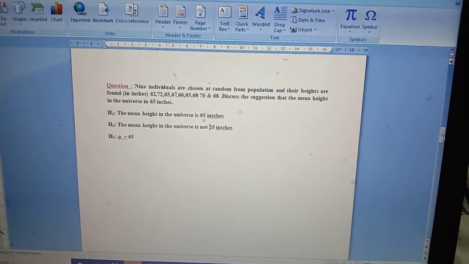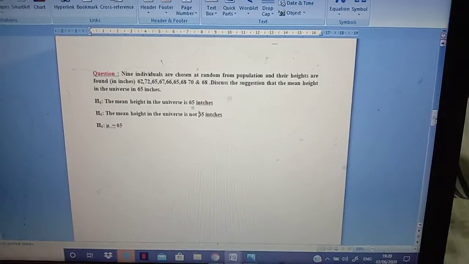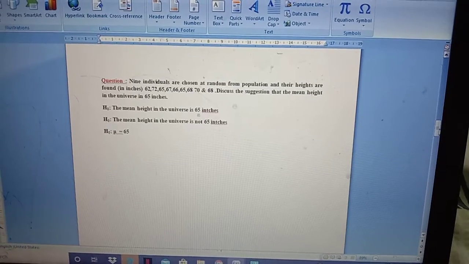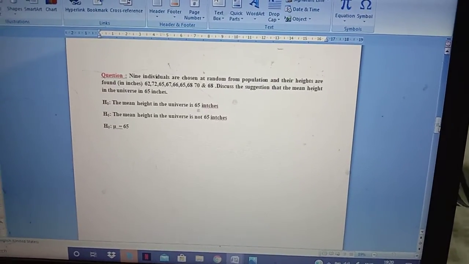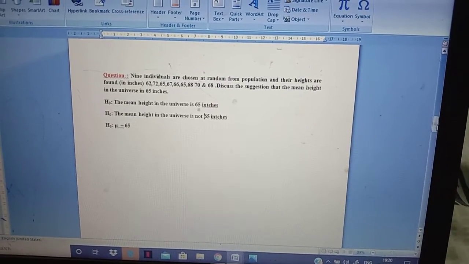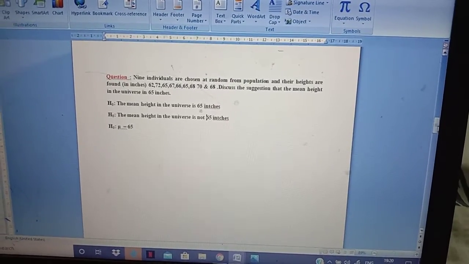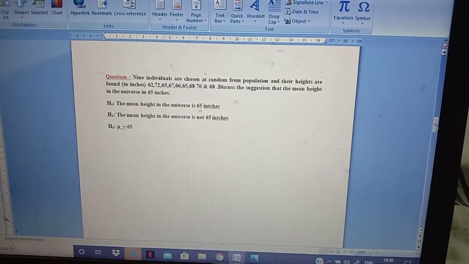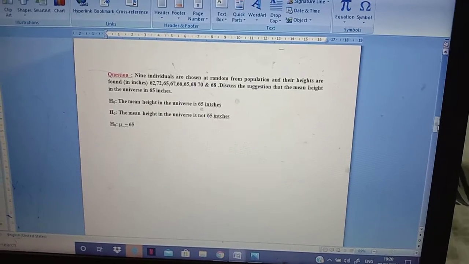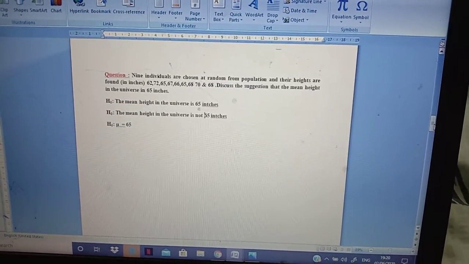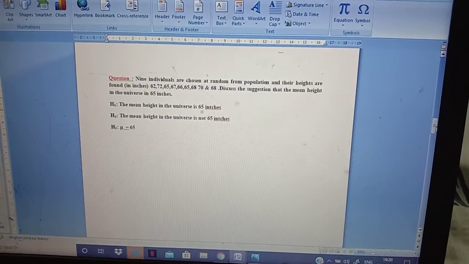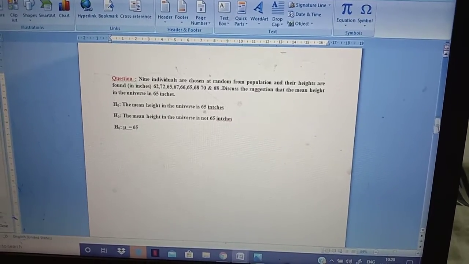Here you can see the data coming from the 9 individuals are selected from their population, whose mean height was given as 65. It means universally the height is reflected at 65 inches, and they are asking whether the height of these 9 samples is different from the given 65.